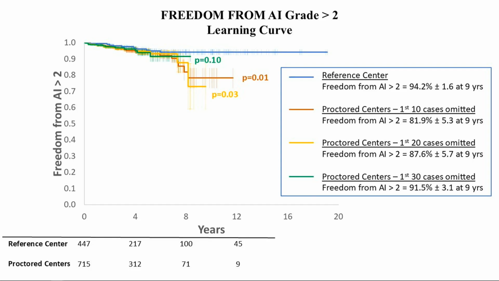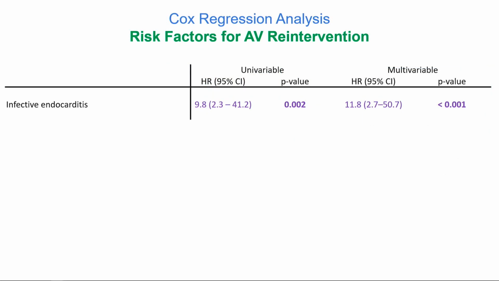When we look at AI grade 2, there was a difference. The reference center had 94% freedom from significant AI, while the proctor center with less than 10 cases was 81%. If you omit the first 20 cases, it was rising up to 87%. And if you omit the first 30 cases, then it went to 95%. So the difference did not become significant again.